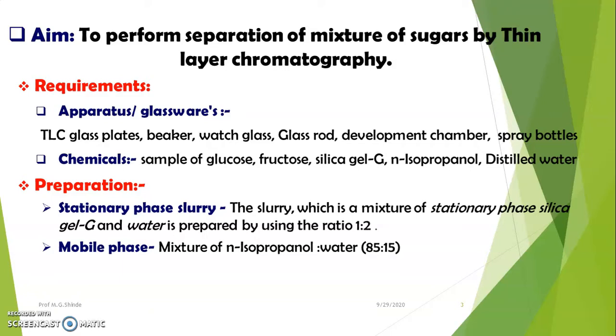During this, we require preparation of the following. First of all, we need to prepare the stationary phase, that is slurry. The slurry is a mixture of stationary phase silica gel G and water, which is prepared by using the ratio 1:2. The mobile phase is a mixture of isopropanol and water in the ratio 85:15.